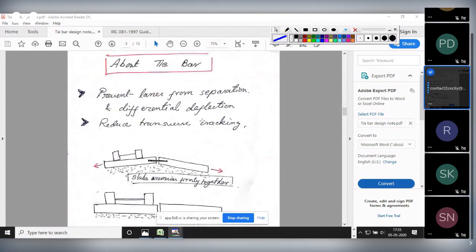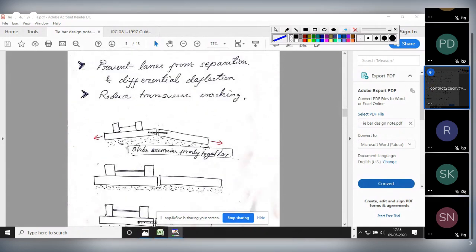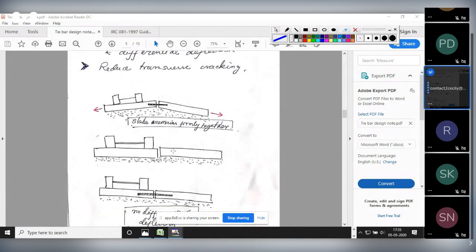Now, as I said, tie bars are placed in the longitudinal joint to keep the slabs together and prevent separation of the lanes. Also, see, this is the slab without tie bar. There is no tie bar in this joint. So what happens? Due to the load, this slab will deflect a little bit, whereas this one stays in its own place. Because of this, there may be differential deflection between the two slabs, that means this height is different from this height. It must not occur like this, otherwise the pavement will fail soon.